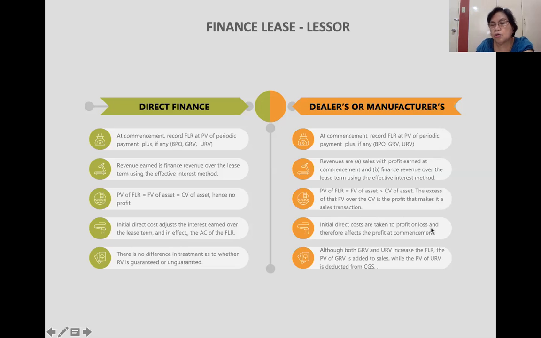They are recorded as expenses, as to whether it will be added to cost of goods sold or presented as a separate operating expense. It actually depends on the policy of the lessor. What is important is that initial direct costs are taken to profit or loss as expense.